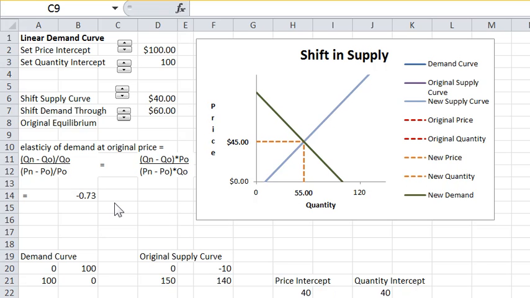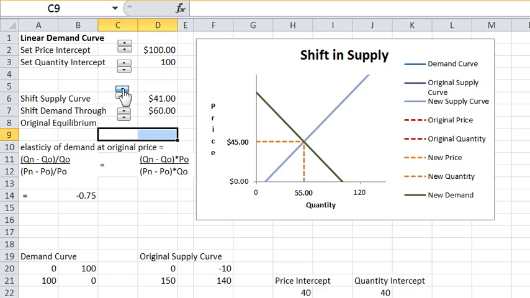All right, now we want to look at another application of demand elasticity. We are going to focus on what happens to the equilibrium price and the equilibrium quantity when the supply curve shifts. This is called the comparative statics of the equilibrium. So let's look at this control over here.